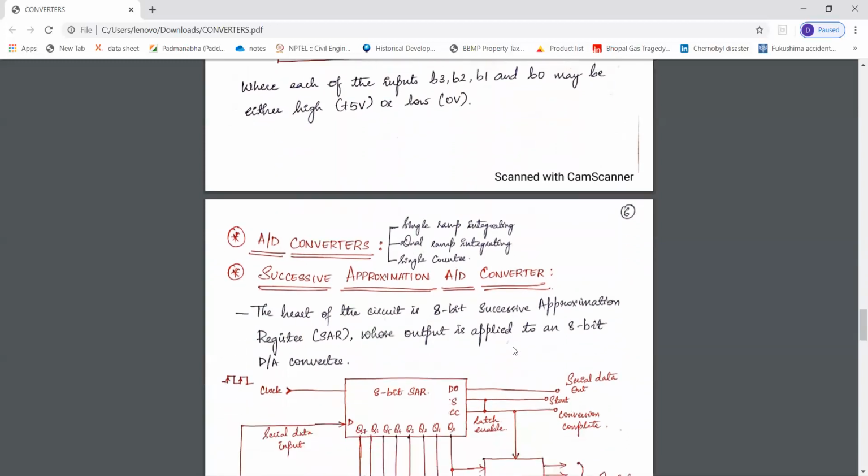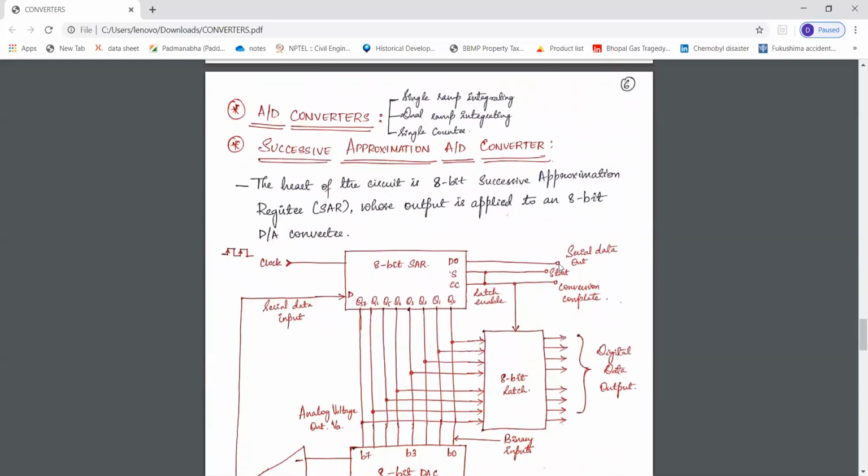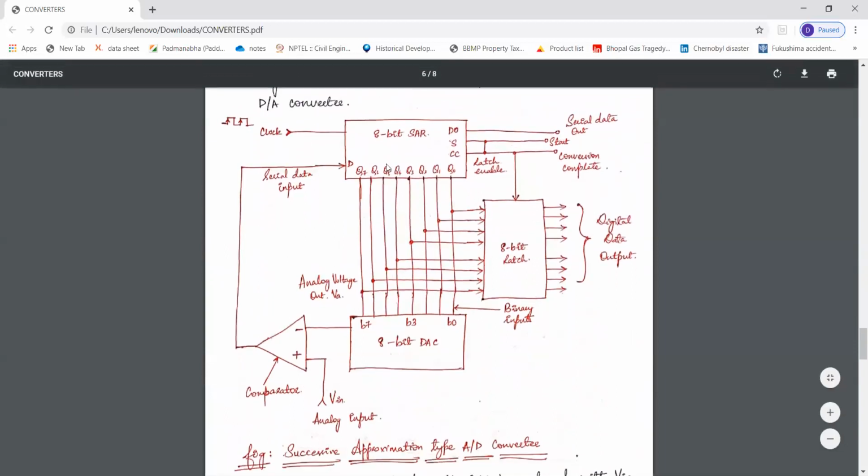And next we have, today, the analog to digital converter. That is, it converts the analog signal into a digital signal. Here we have a successive approximation A to D converter. So here we have an 8-bit successive approximation register, and this is an 8-bit latch, and this is an 8-bit DAC.